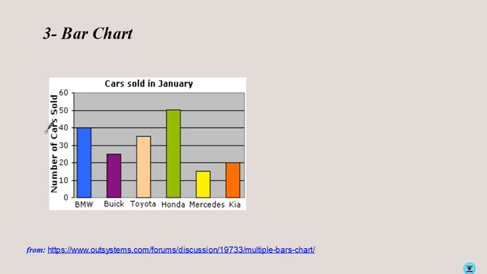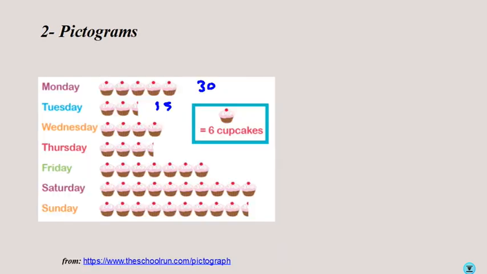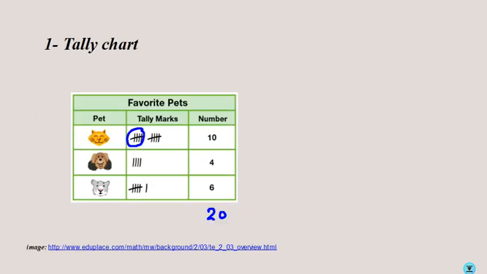Again, here the data is quantitative and it is discrete because you cannot sell 42.5 cars. You either sell 40 or 41. And the number of cars sold is sometimes referred to as the frequencies. Again, here if we look at the 30 cupcakes, they may be referred to as the frequency, or here the frequency of people who like pets, the frequency rather than the number is just the 10.